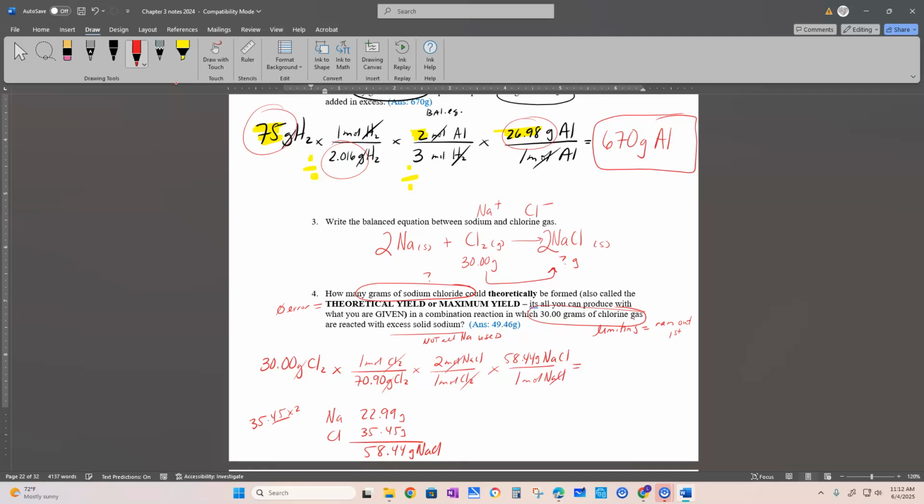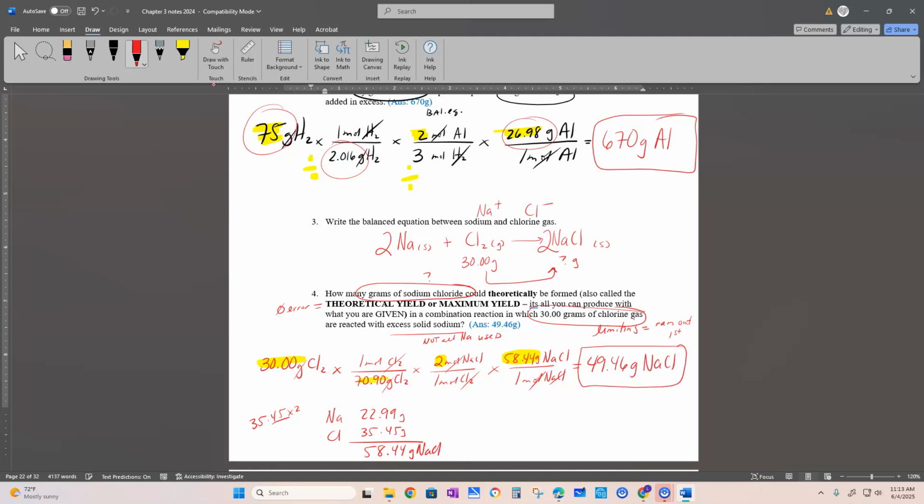So bye-bye mole. Oops, that mole. So I'm going to highlight for you. We're going to take the 30 times the 2 times the 58, and we are going to divide by 70.90. And if we work this right in our calculator, because always check my calculations, we had 4 sig figs everywhere except that 2, so 40.46 grams of NaCl.